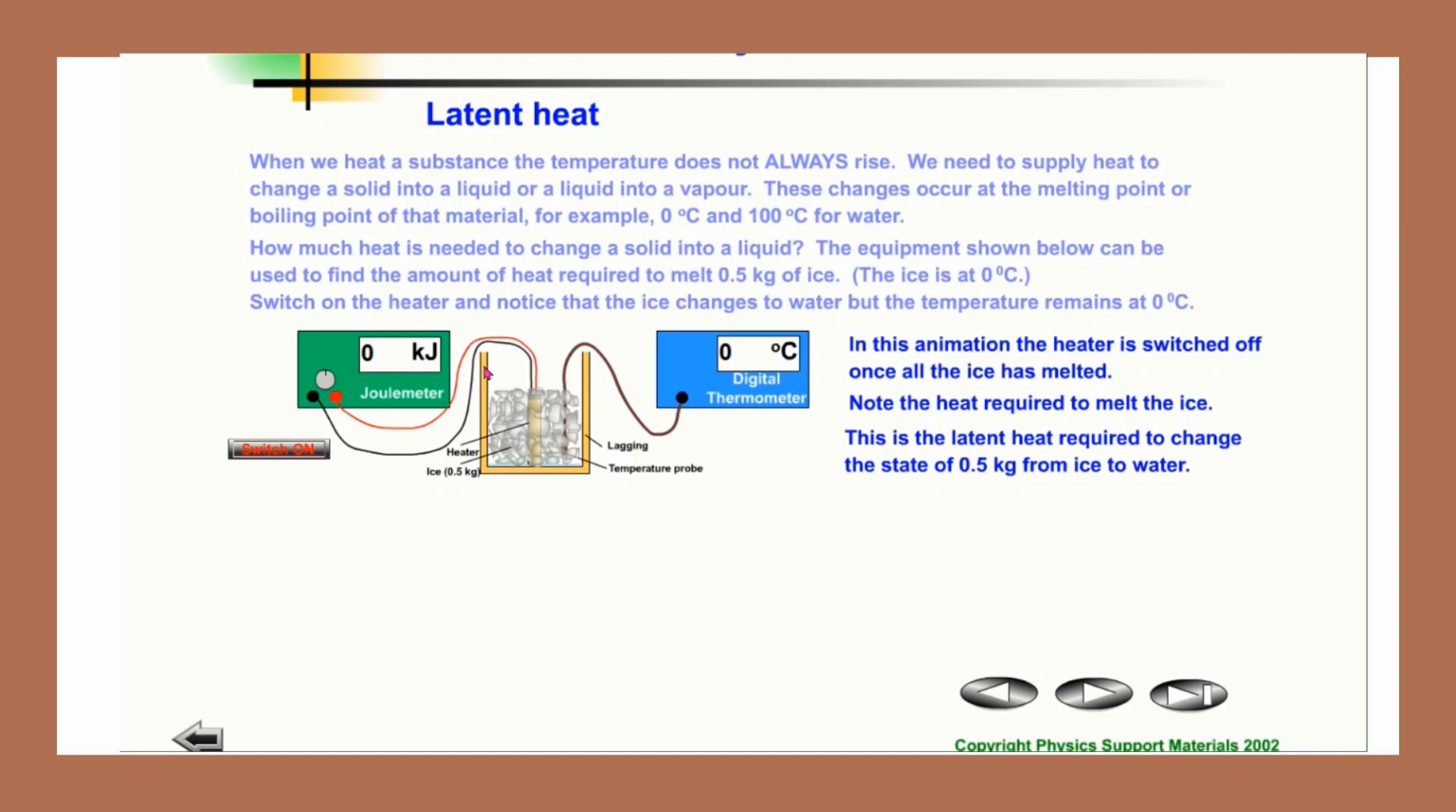Now again, this has been lagged. We would expect this to be lagged at the top as well, so that any heat energy we're adding is staying in the water and we're not heating the surroundings. In reality, there would be some heat lost to the surroundings. So we're going to switch that on and leave that running. And we'll keep going.